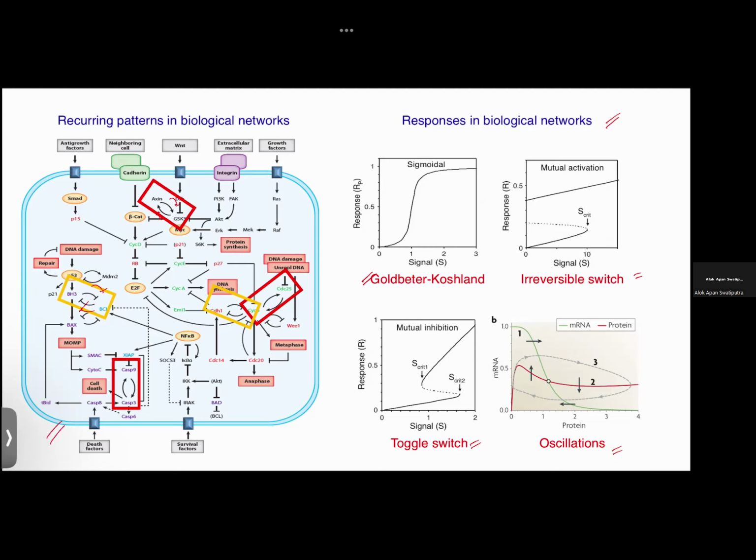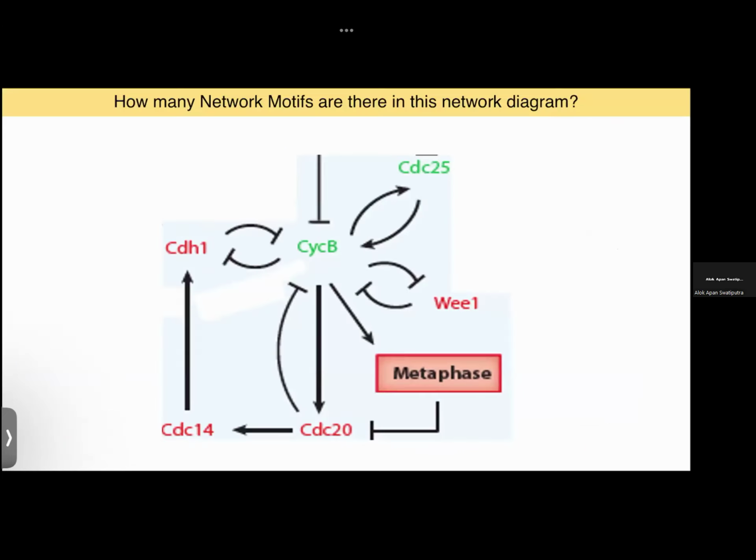Suppose in this immune system, what are the major components or the building blocks of these biological regulatory networks? If you want to do an exercise, can you identify how many network motifs are there in this particular network type? Okay, so let's go one by one.